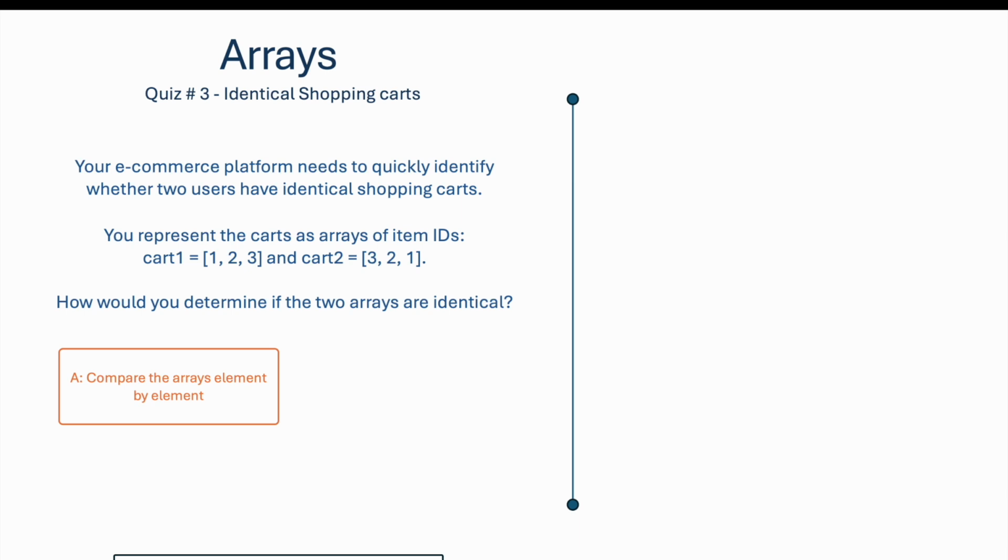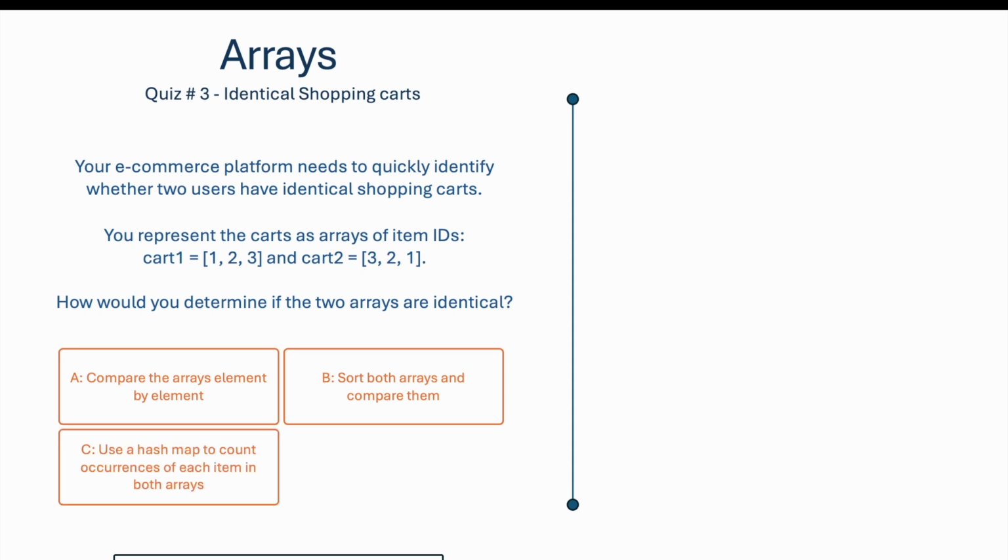A. Compare the arrays element by element. B. Sort both arrays and compare them. C. Use a hash map to count occurrences of each item in both arrays. D. Use nested loops to compare each item in one array with every item in the other. We'll wait for 10 seconds and let's see the answer.